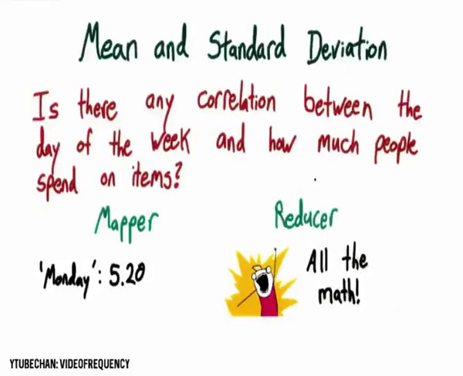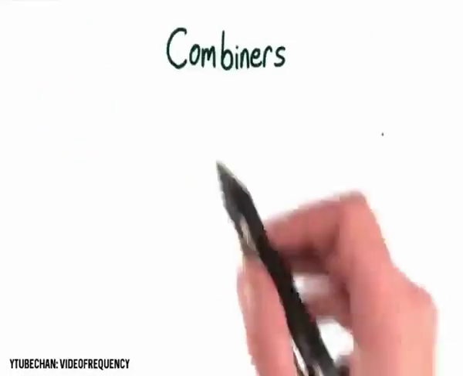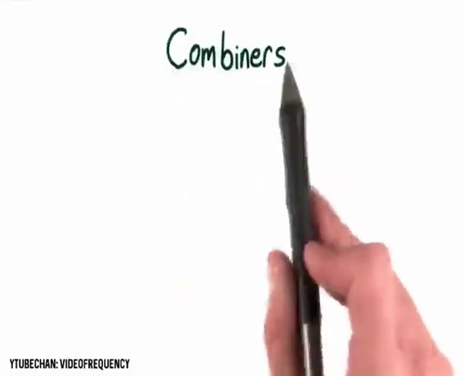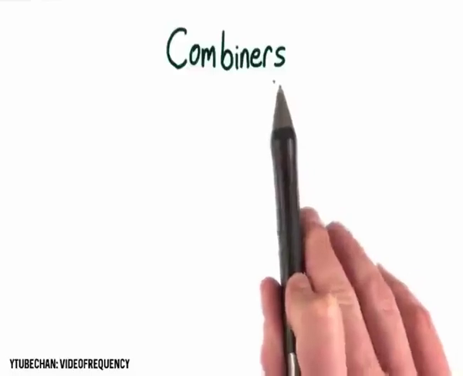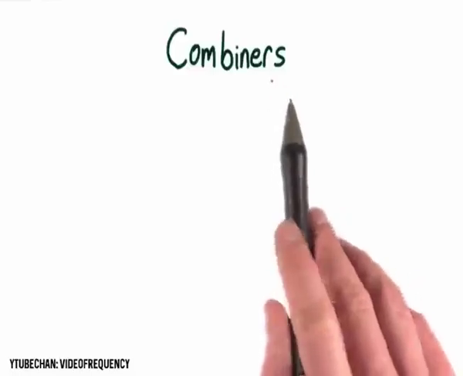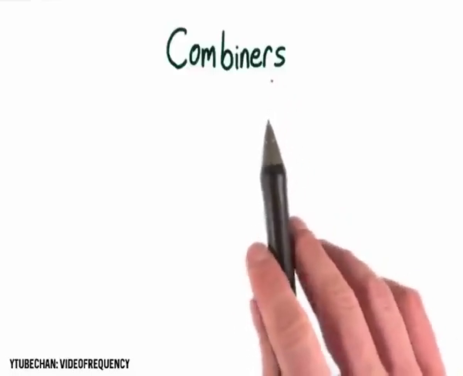Now we're going to talk about a pretty cool new tool, something that goes between the map and the reduce phase called a combiner. Before we do that, let's review how you may have calculated the mean in the last problem.